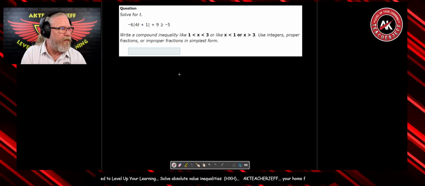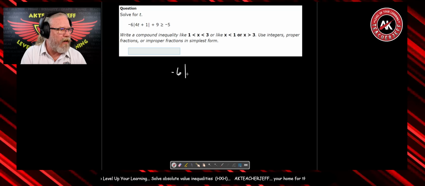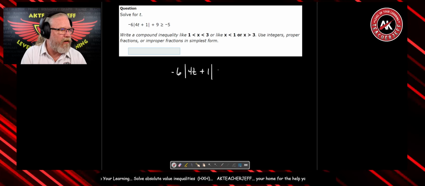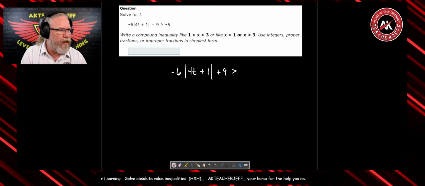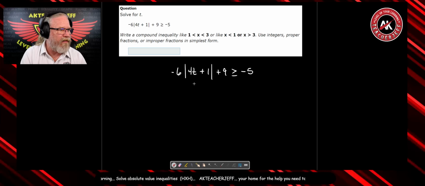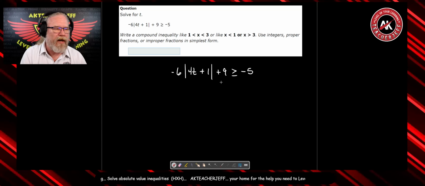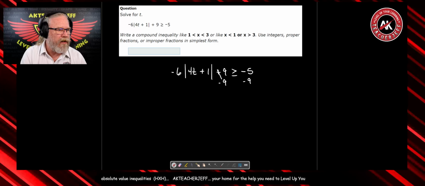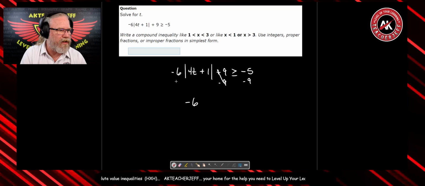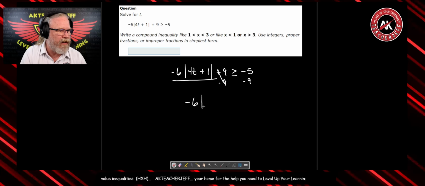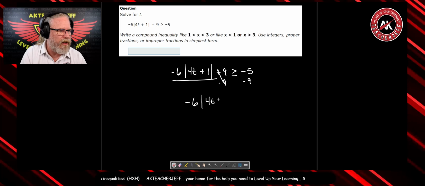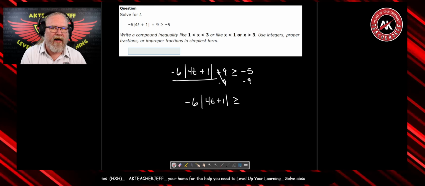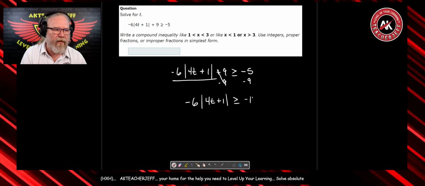Let's do a rewrite. So negative 6, absolute value of 4t plus 1, close the absolute value, plus 9, greater than or equal to negative 5. So let's go ahead and get rid of this positive 9 with the negative 9. What we do to one side, we're going to do to the other. Those cancel each other. Bring down that negative 6, absolute value of 4t plus 1, greater than or equal to, and negative 5 plus a negative 9 is going to be a negative, what, 14?